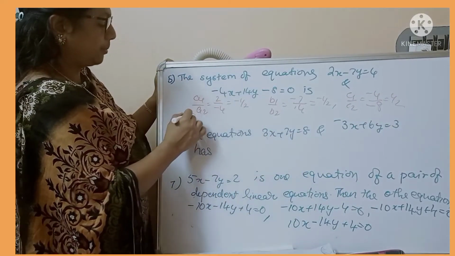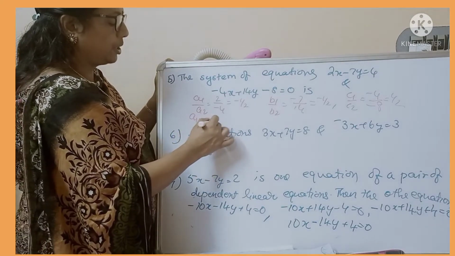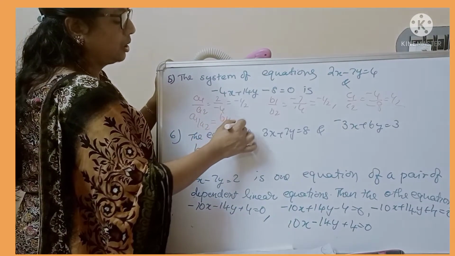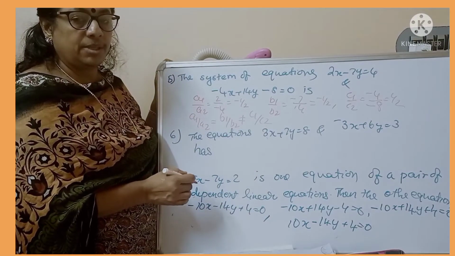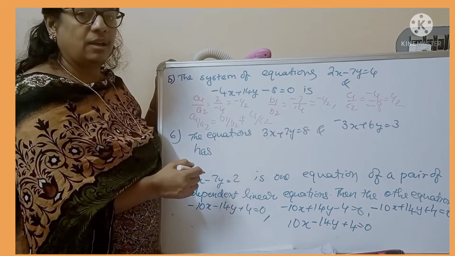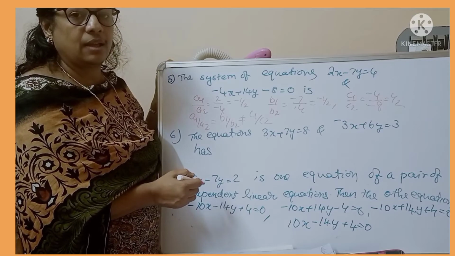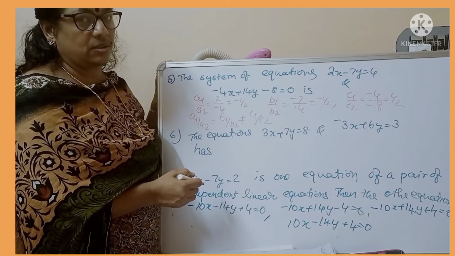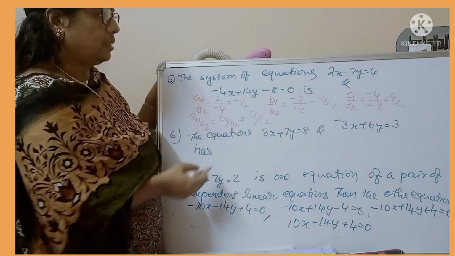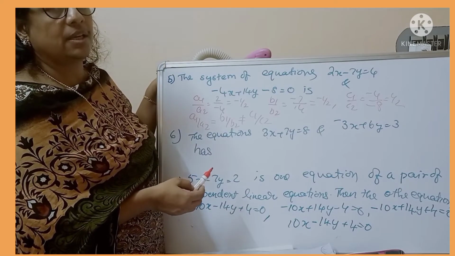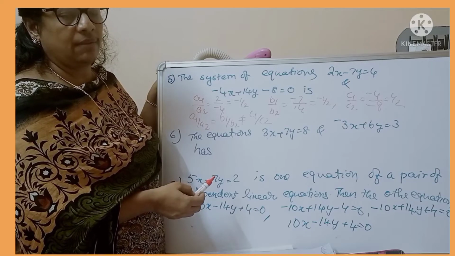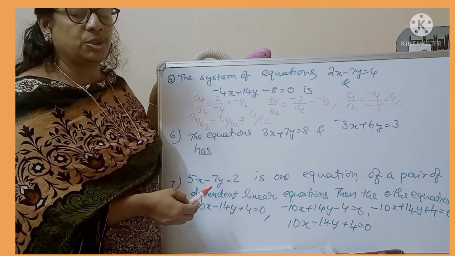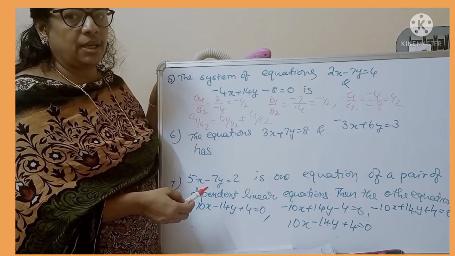So here a1 by a2 equal to b1 by b2 not equal to c1 by c2. That means the system of equations is inconsistent, since they are parallel to each other. a1 by a2 equal to b1 by b2 not equal to c1 by c2.